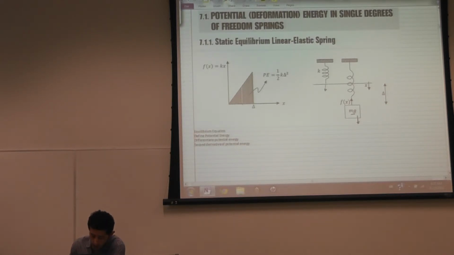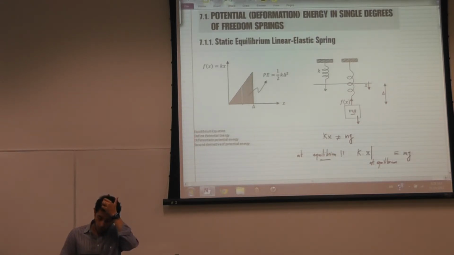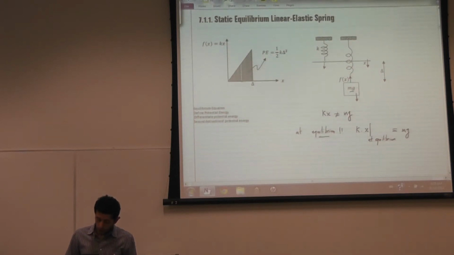Now, in general, kx is not equal to mg, because I can have large x, small x, but at equilibrium, k multiplied by x at equilibrium equals mg. So let's call x at equilibrium delta. So k delta is equal to mg.